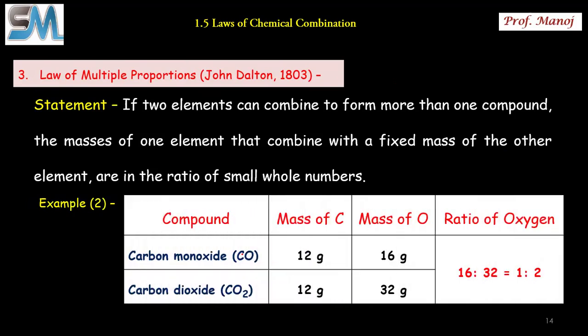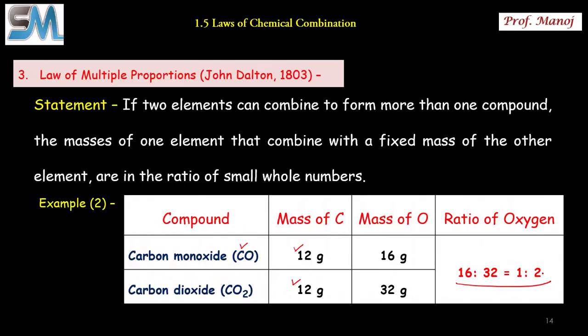So in this case, carbon monoxide and carbon dioxide are taken. The carbon amount you can see is fixed in both the cases as 12 gram. And once again, oxygen is in a ratio of 16:32. That means 1:2. So the case is again the same. The fixed element is carbon, the fixed mass is 12. The ratio of oxygen's mass is taken, that is 1:2.